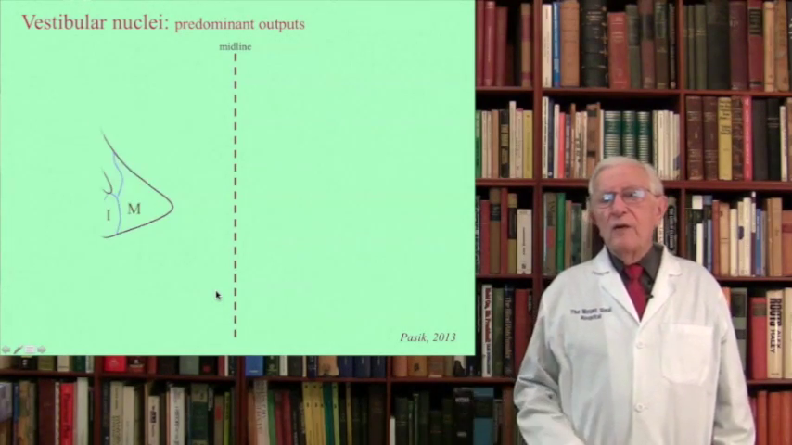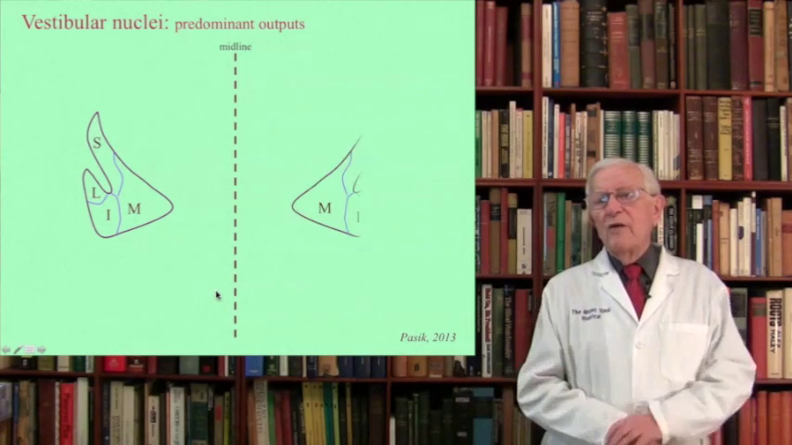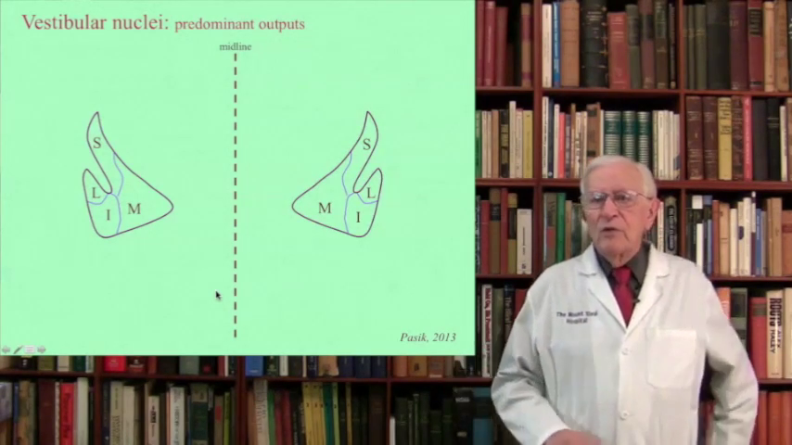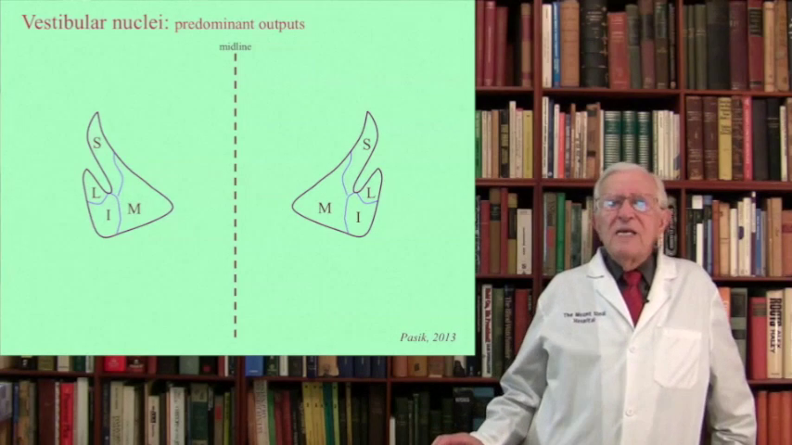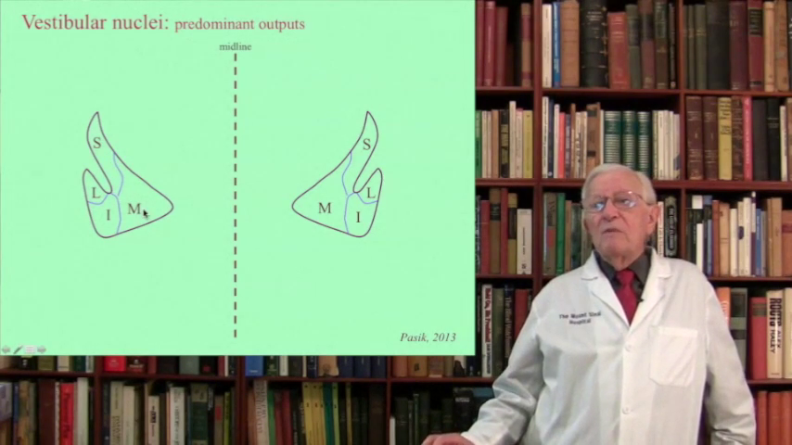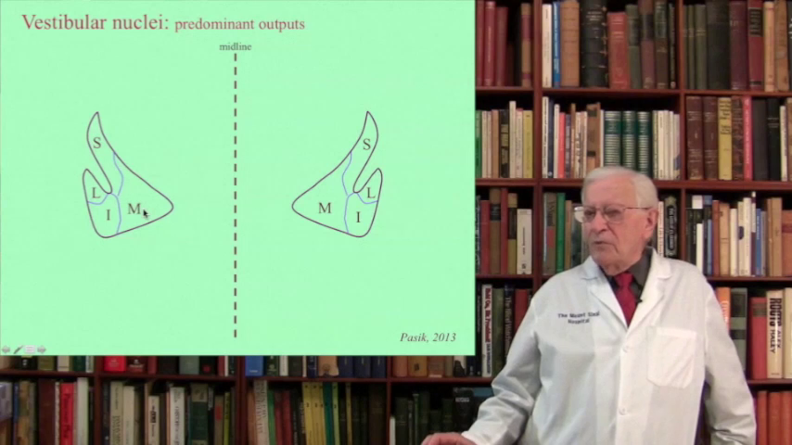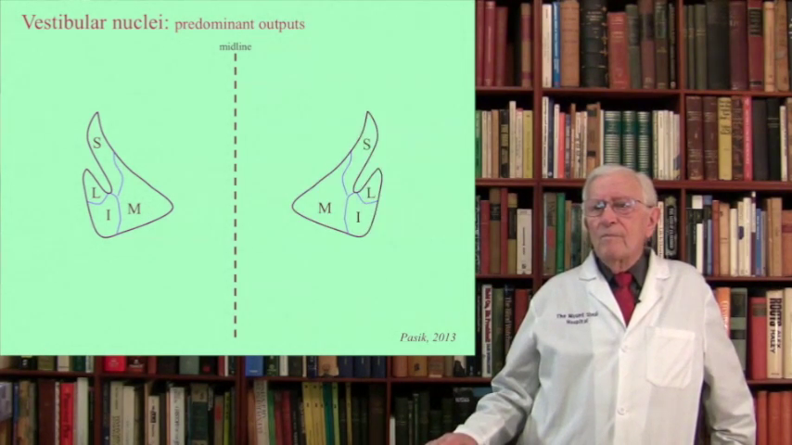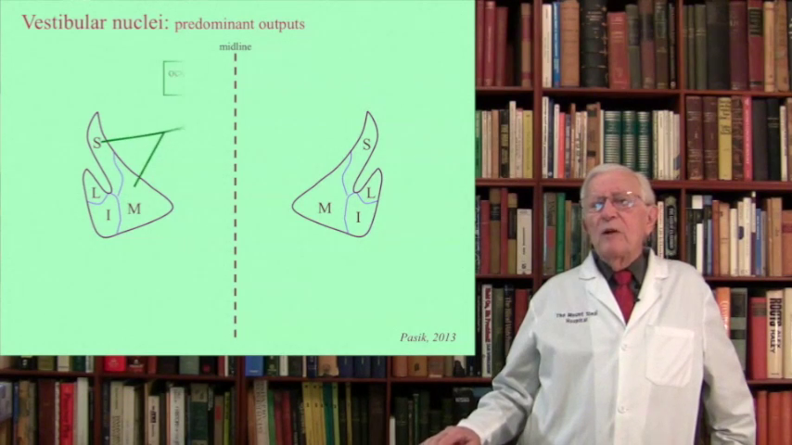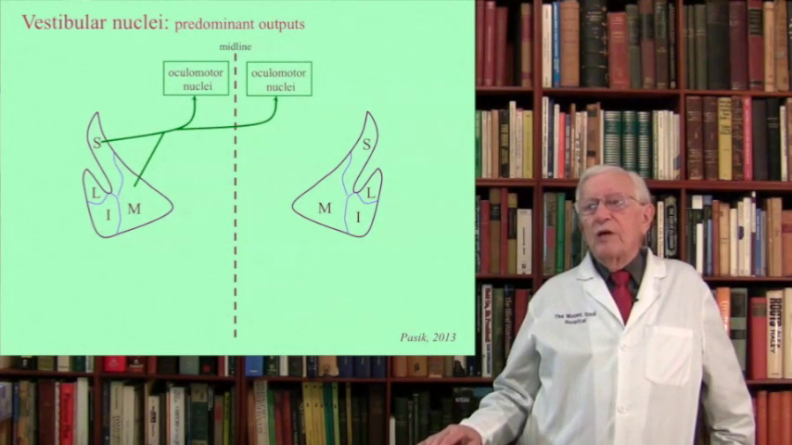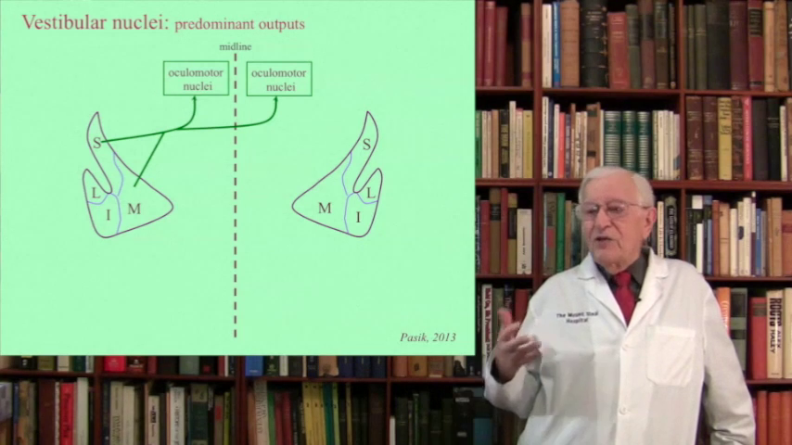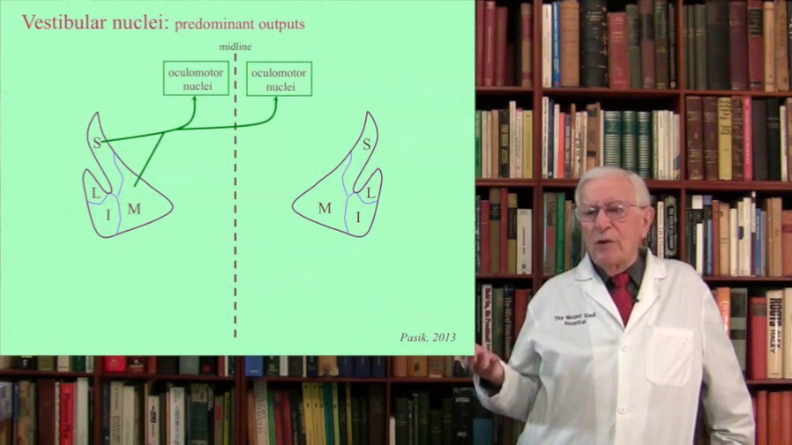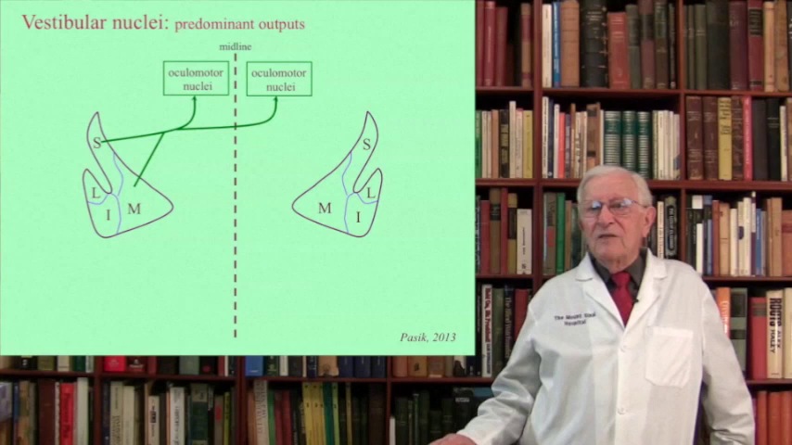Again, you have the nuclei on one side and you have the nuclei of the other side, right? A mirror image. Now, what is the main output of the superior and medial? Remember, they're receiving input from the semicircular canals. The output from the superior and medial are to the oculomotor nuclei. And this is what takes care of the vestibuloocular reflex, all right? So it's very clear.